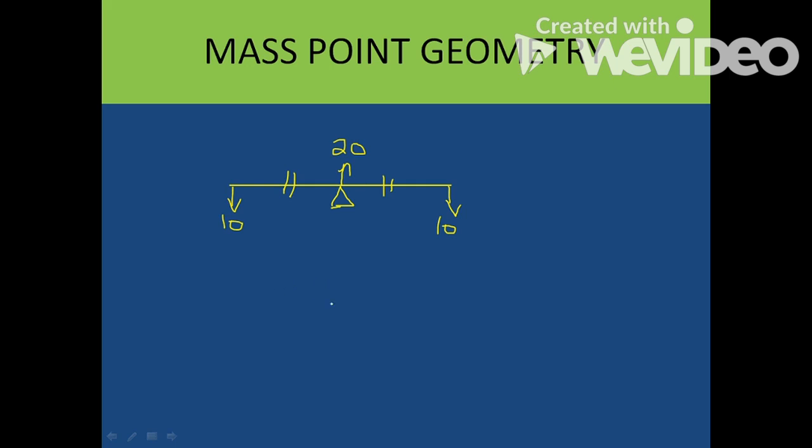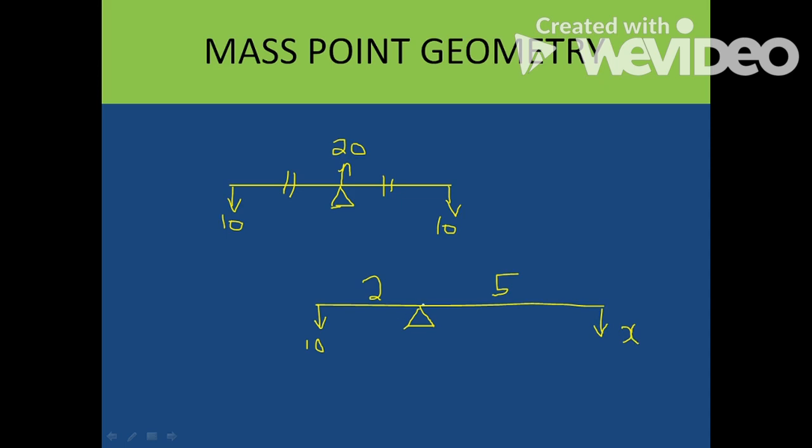Now consider another example where the pivot is slightly away from the center. Let the length on the left hand side be 2 meters and that on the right hand side be 5 meters, and if a load of 10 kg is applied on the left hand side, what should be the load on the right hand side such that the seesaw remains stable? Let's consider this load to be x kgs.